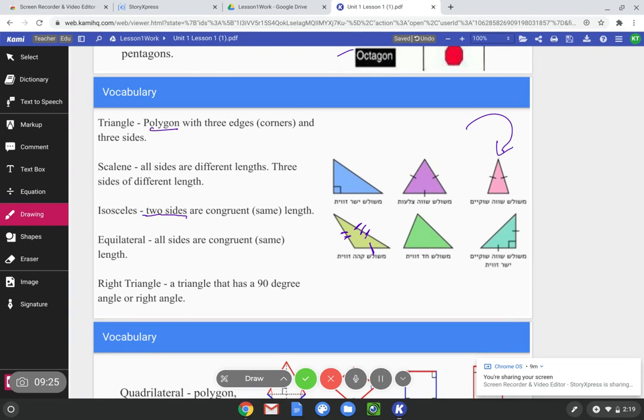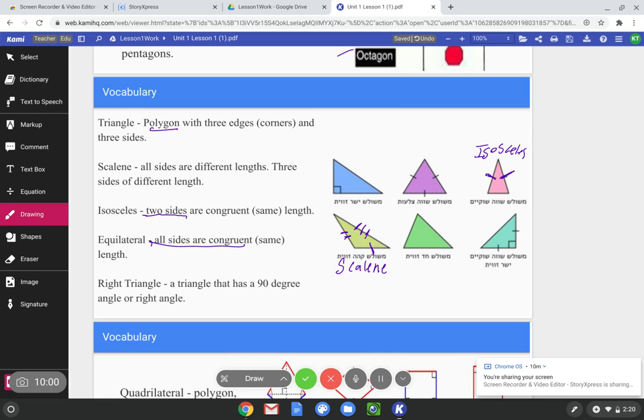This pink one right here, that would be isosceles. Let me label it really quickly. Isosceles. And look, it's very tall because these two lengths are the same. They're congruent. Equilateral. That is where all sides are congruent or all sides are equal to each other. Equilateral, equal to each other.